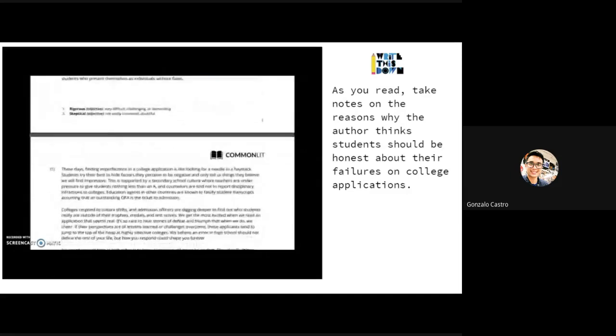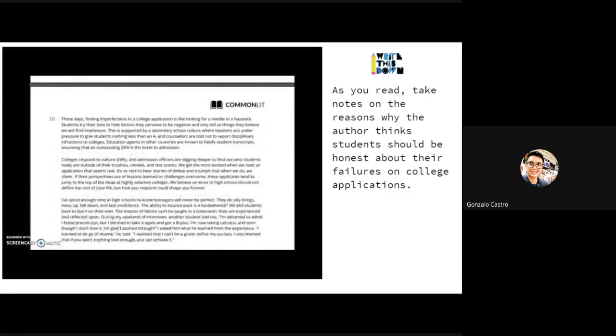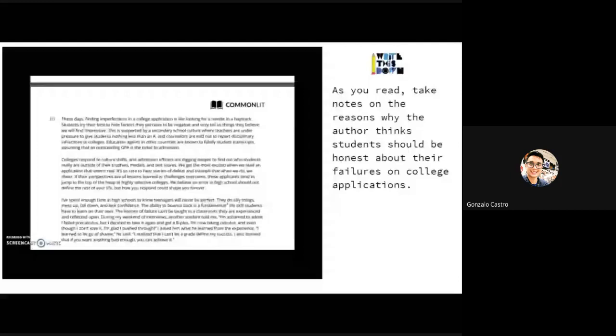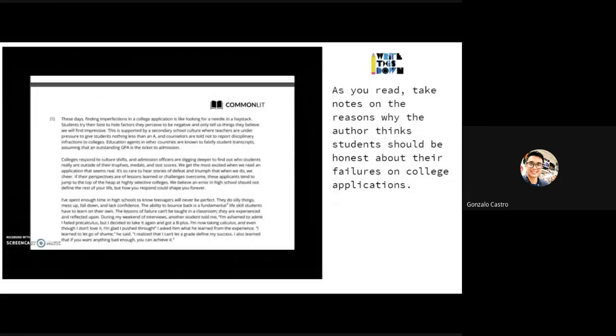These days, finding imperfections in a college application is like looking for a needle in a haystack. Students try their best to hide factors they perceive to be negative and only tell us things they believe we will find impressive. This is supported by a secondary school culture where teachers are under pressure to give students nothing less than an A, and counselors are told not to report disciplinary infractions to colleges. Education agents in other countries are known to falsify student transcripts, assuming that an outstanding GPA is the ticket to admission. Colleges respond to culture shifts.